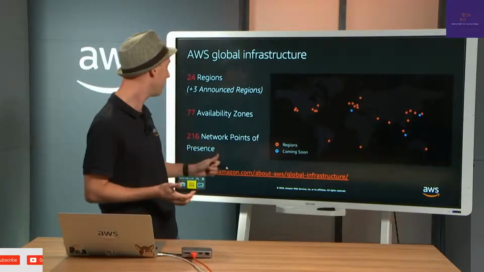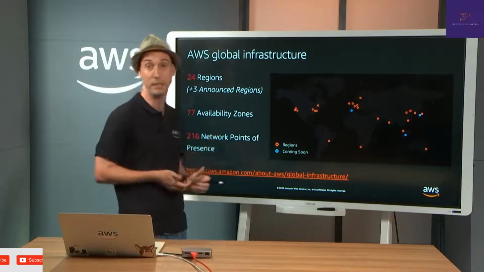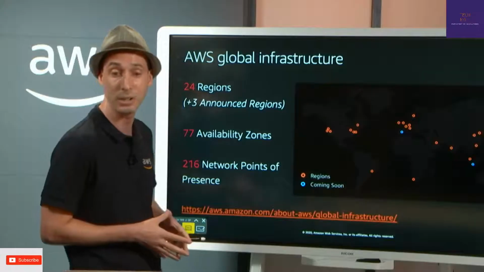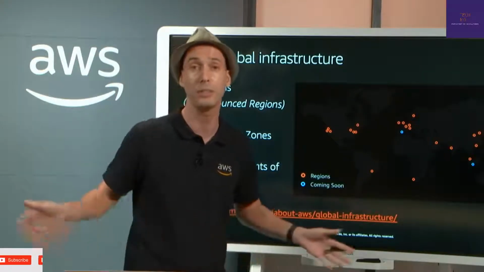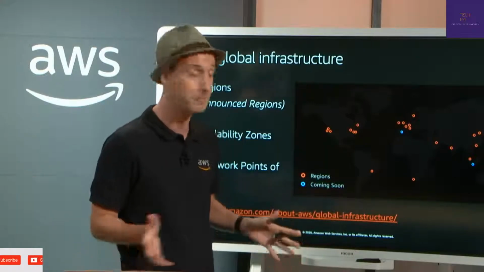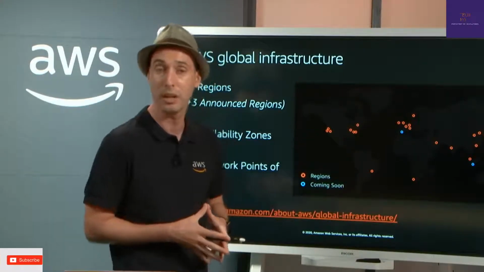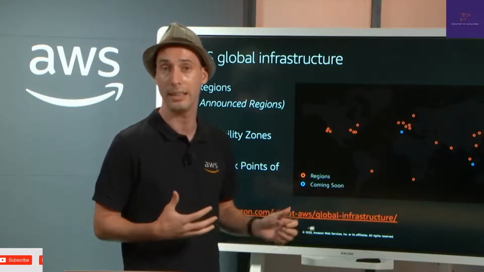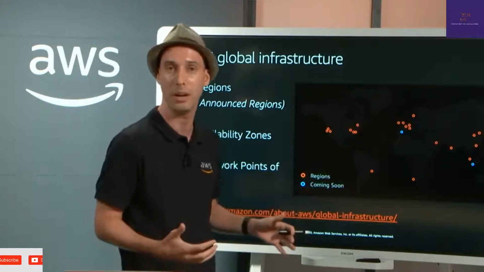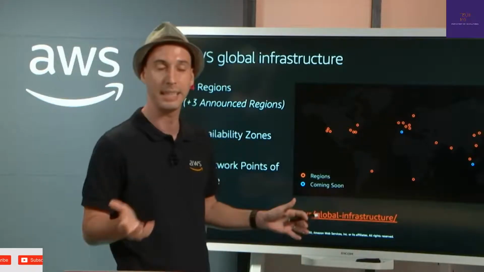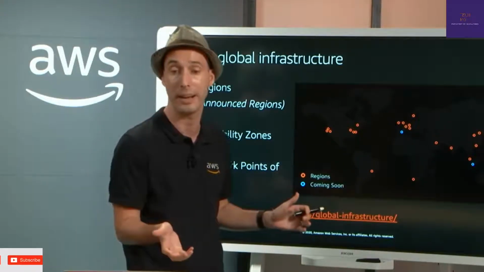And so between our 24 regions and 77 availability zones and today 216 network points of presence, we have a truly massive global network. And all of our AWS regions are also connected together, and traffic is encrypted between them on our own networks as well. So the data transfer between regions is really quite fast.